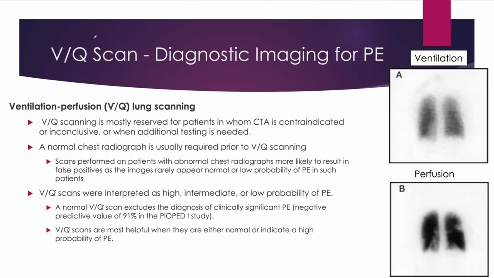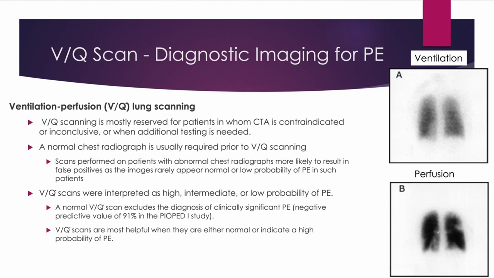Next up is the VQ scan, or the ventilation perfusion scan. It's a nuclear medicine imaging study. They give medication that binds to things and lights up. They do a ventilation study, and in the ventilation study, you see that the lungs are ventilating well. There's no blockage. And that's why the chest x-ray has to be normal, because if there are problems with other things, then it won't work. It'll show abnormalities. We see the perfusion, which is blood flow.